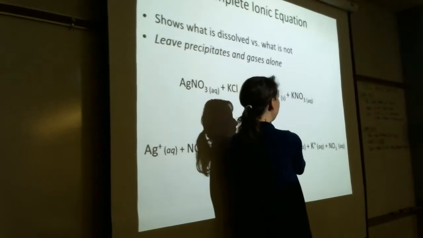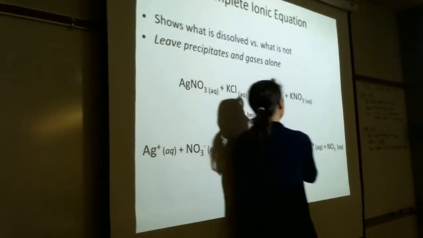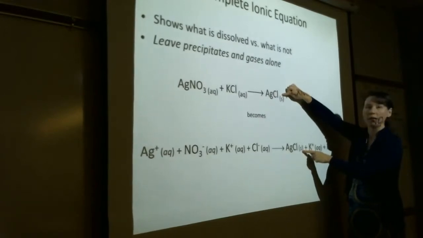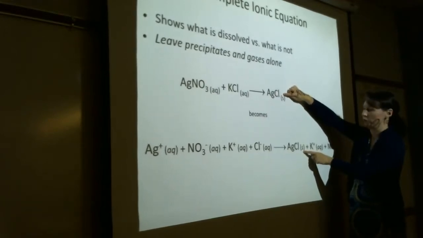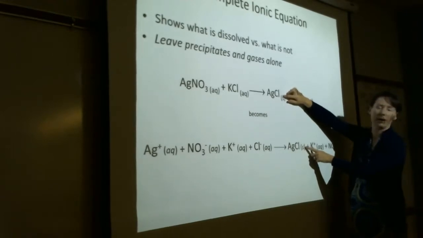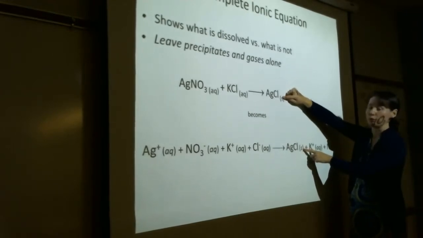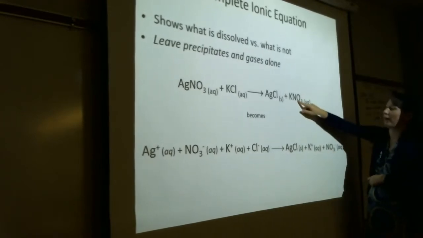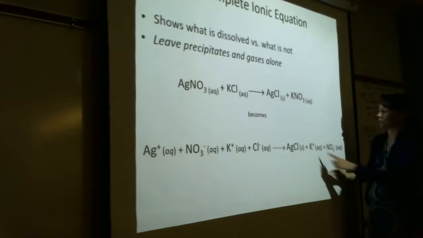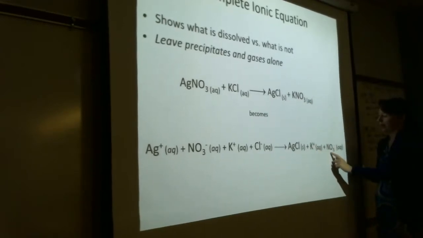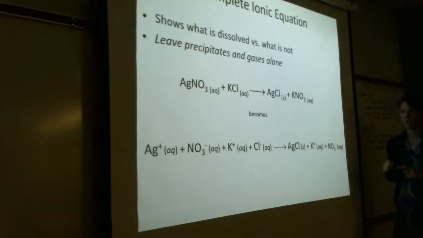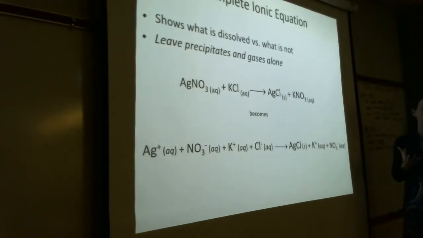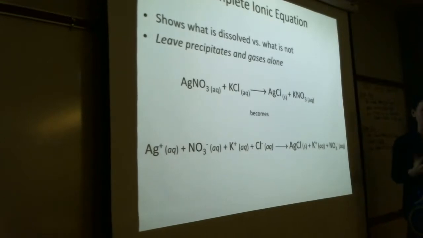Now we leave the AgCl alone because it's my precipitate. The AgCl just sinks to the bottom of my beaker and I'm not even thinking about it. I'm not going to look at it. I'm not going to do anything about it with this equation. It's solid, so don't touch. Our KNO3 (aq), well, that's not very accurate. What does it really look like? It's really K+ (aq) and NO3- (aq). Okay, so this way of representation is more accurate to what's actually happening in my beaker.